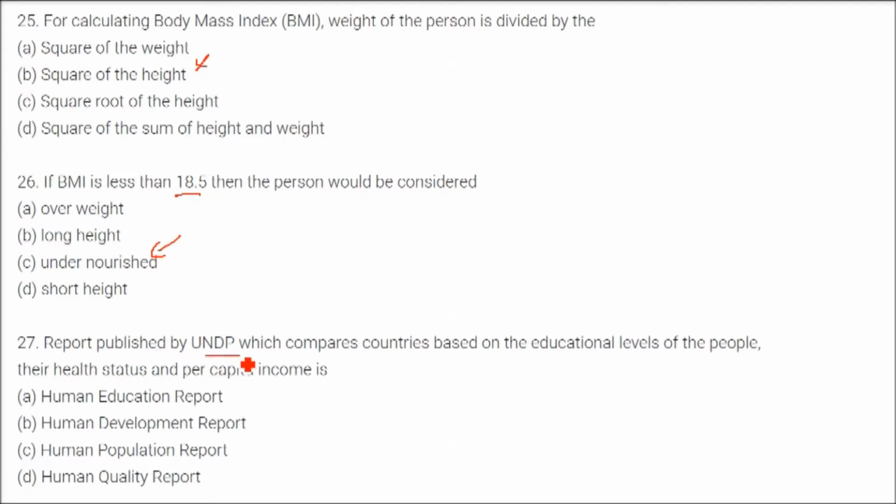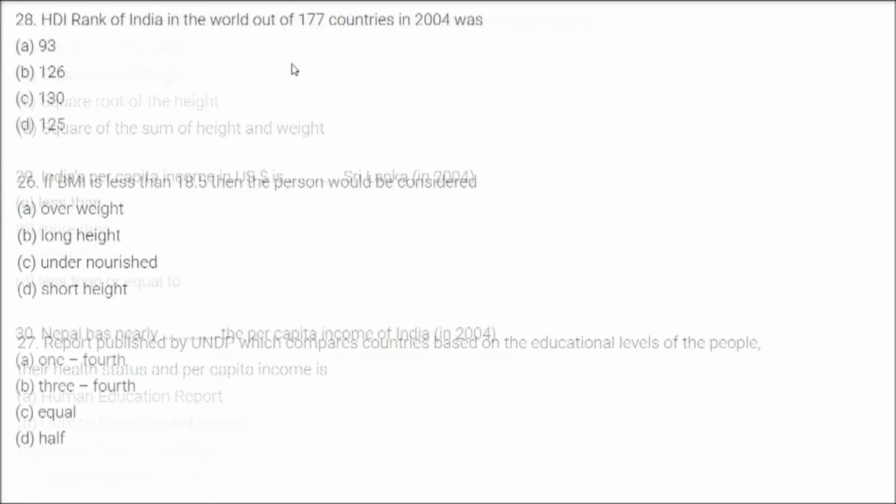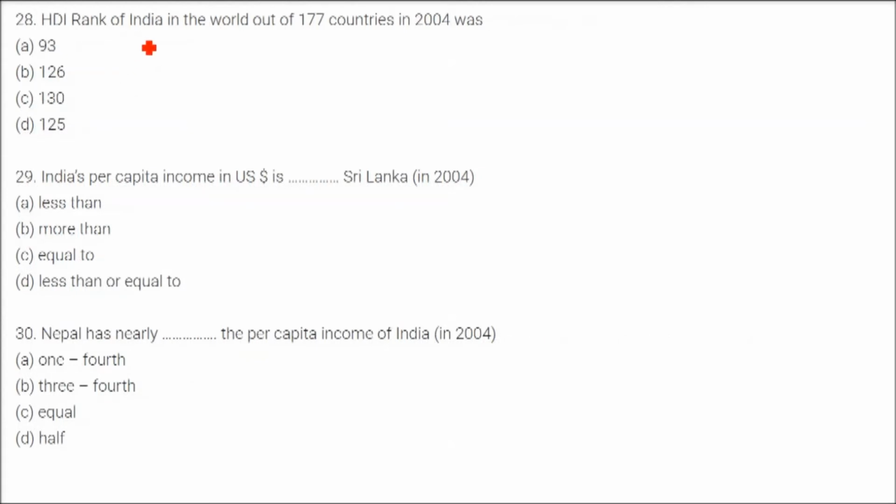The report published by the UNDP which compares countries based on the educational level of the people, their health status and per capita income is the Human Development Report. India's rank in the world out of 177 countries in 2004 was 126. India's per capita income in US dollars is less than Sri Lanka's in 2004.